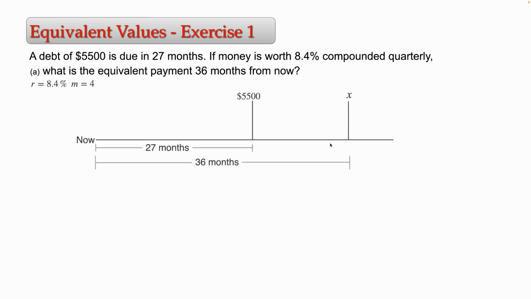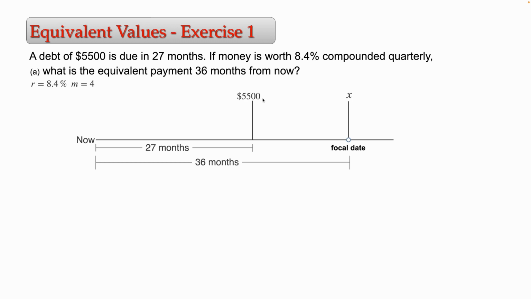Obviously, for solving this problem, we need to choose a focal date. And I told you before that one of these two dates will be the best way to solve it. So use as a focal date the date in which one of the amounts is due. You will notice that it will be easier to work if you choose as a focal date the date in which the amount that you don't know is going to happen. In this problem, there is only one amount that you don't know: the equivalent payment 36 months from now. So I'm going to choose this point as a focal date.